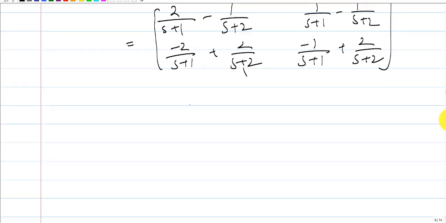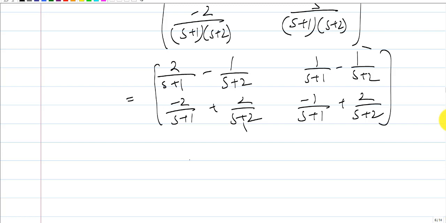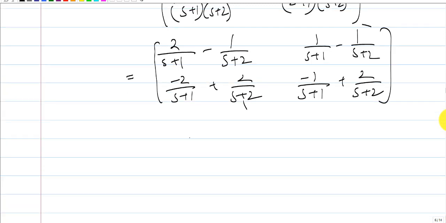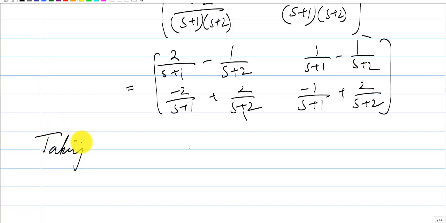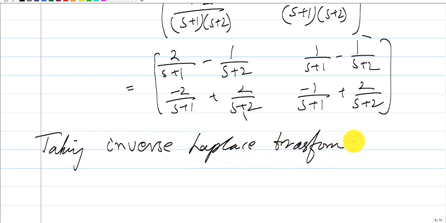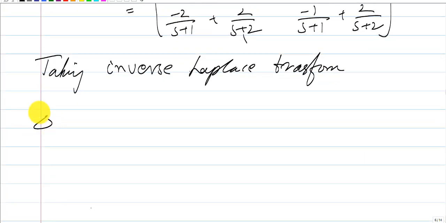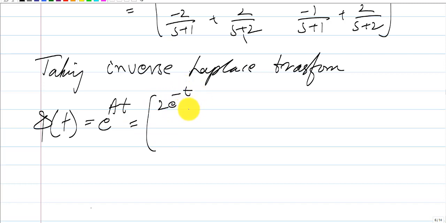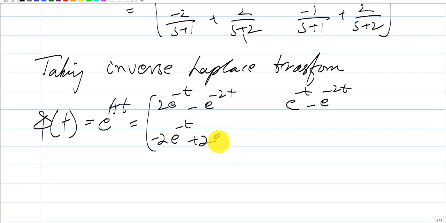Now, what we need to do is find out the state transition matrix in time domain. So what we can do is take the inverse Laplace transform. Taking inverse Laplace transform, in time domain we will get the state transition matrix phi of t. So that will be written as e raised to the power A t. So that will be simply 2 e raised power minus t minus e raised power minus 2 t, e raised power minus t minus e raised power minus 2 t, minus 2 e raised power minus t plus 2 e raised power minus 2 t, and that will be minus e raised power minus t plus 2 e raised power minus 2 t.